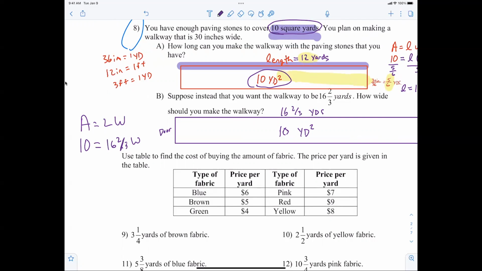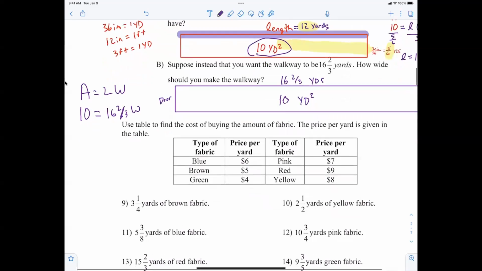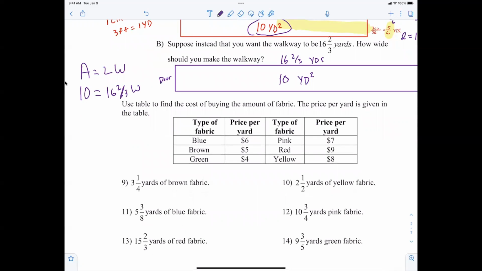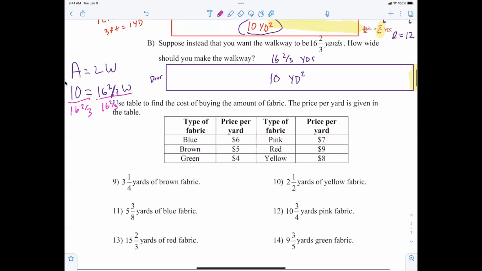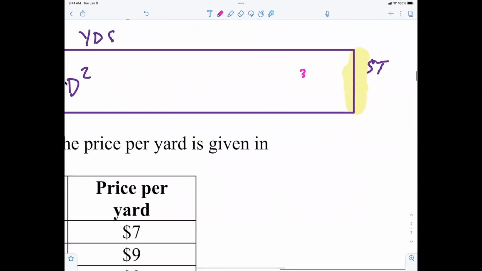So how do I solve this? What do I divide? What do I punch into my calculator first? Do we do 16 2/3 divided by 10 or 10 divided by 16 2/3? 10 divided by 16 2/3. Right, because I'm dividing by 16 2/3 here, and that will tell me the width of my sidewalk. 3/5. So I can make it 3/5 of a what? Yard. All right, 3/5 of a yard.